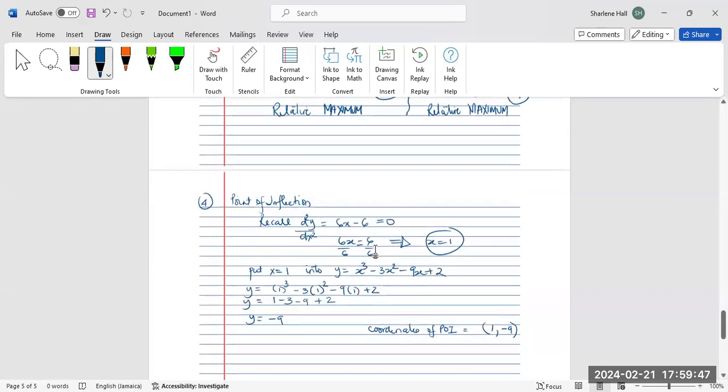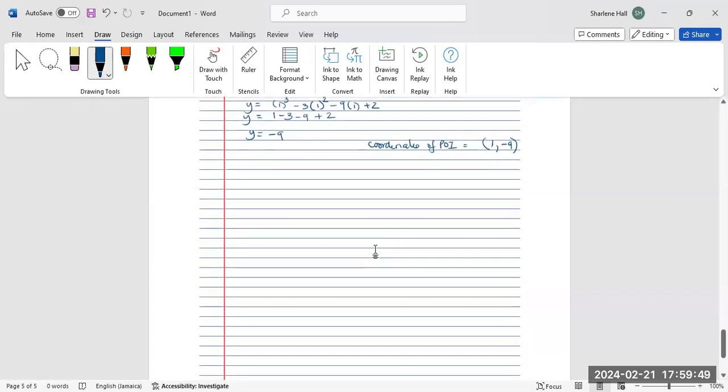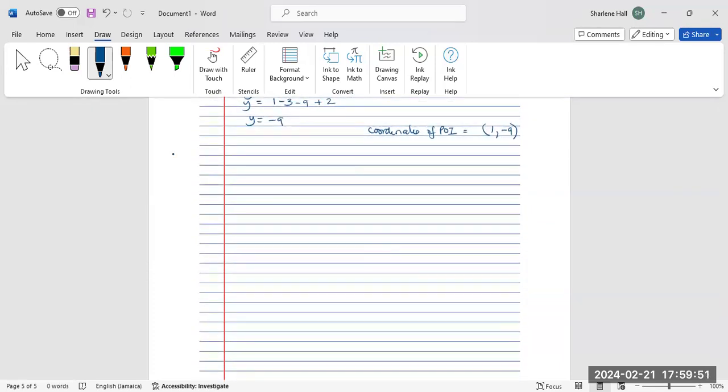Is there anything else you could ask us to calculate? We've calculated everything, don't we? Yes, sir. The only thing left for us to do now is to sketch it.